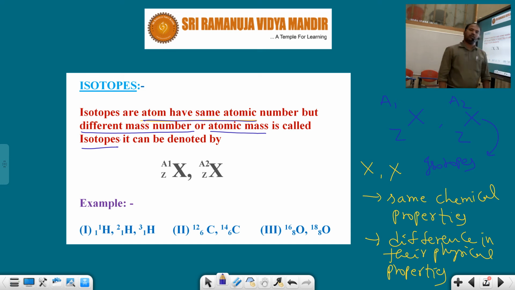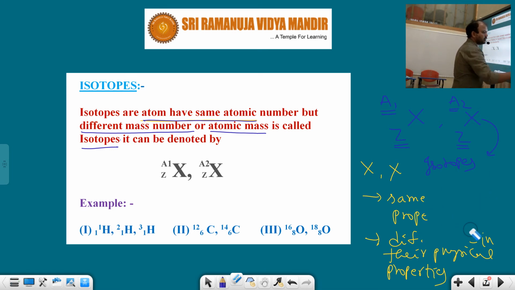The first one is same chemical properties and different physical properties; those elements are called isotopes. Here, how can we understand? The atomic number is the same, the mass number is different, then the elements are called isotopes. I will give an example. You can easily understand this concept.